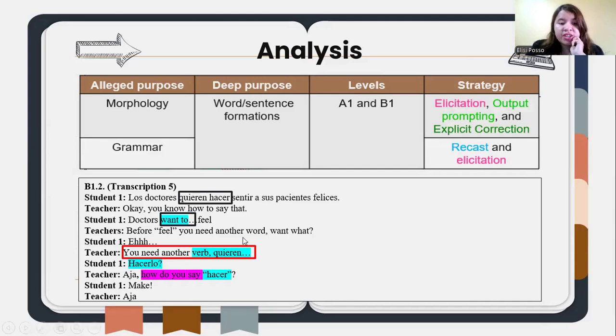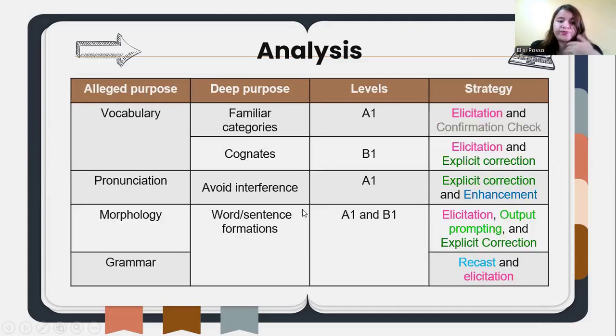Okay, so here you can see that the teacher is relying on the grammar structure of Spanish to explain how it works in English too. Okay, and finally, here is the summarized classification, which clarifies that Spanish can be useful for different purposes, such as explaining familiar categories or cognates between both languages, as well as avoiding interference and explaining word or sentence formation.